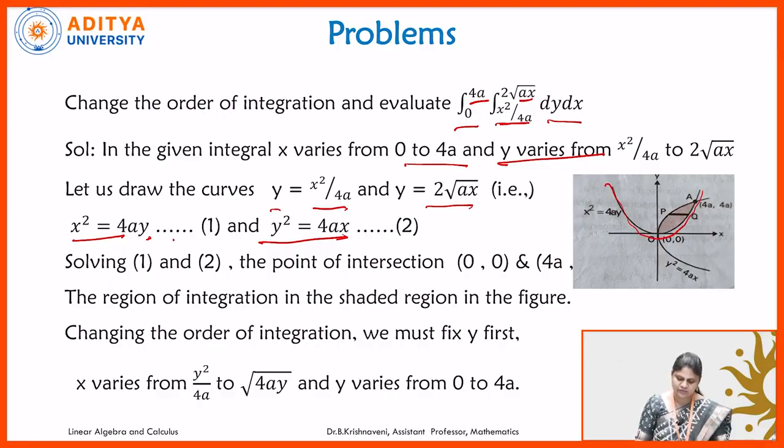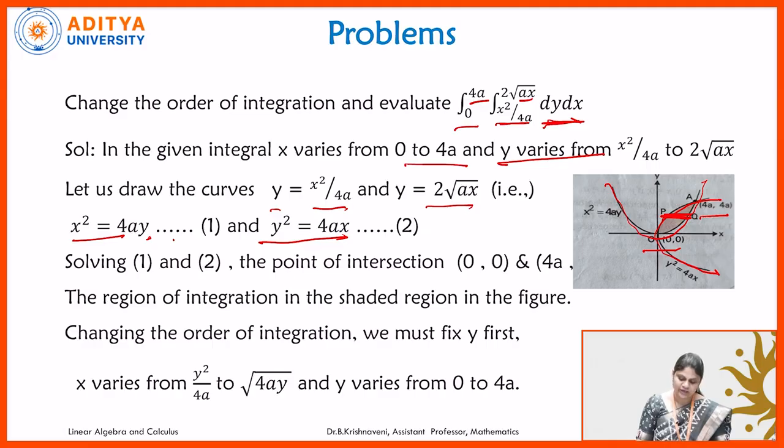x square is equal to 4ay, the other is y square is equal to 4ax. Now to find the points of intersection, as I said already, you can substitute one curve into the other curve. If you do that, we will get the points of intersection 0, 0 and 4a, 4a. Now to change the order of integration, here we need to consider a horizontal strip. Why? Because in the question dy dx is given, and now I need to change the order to dx dy.